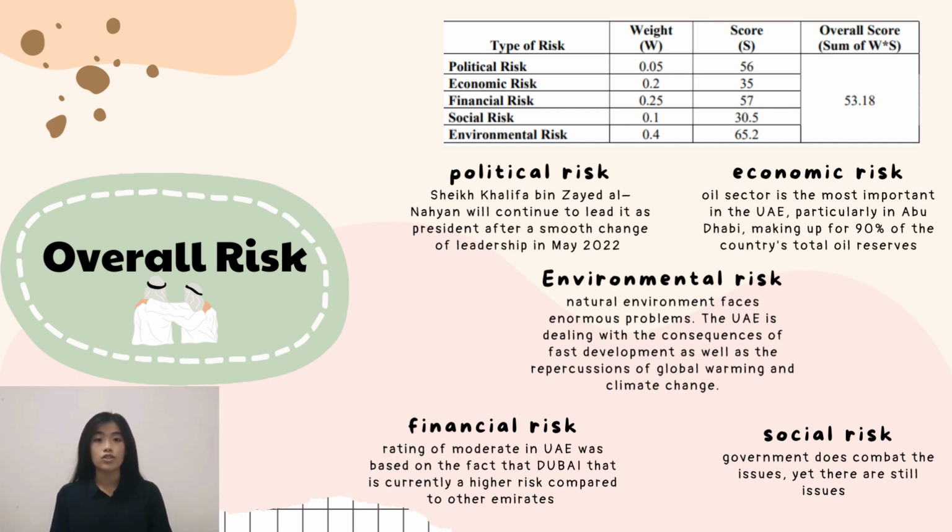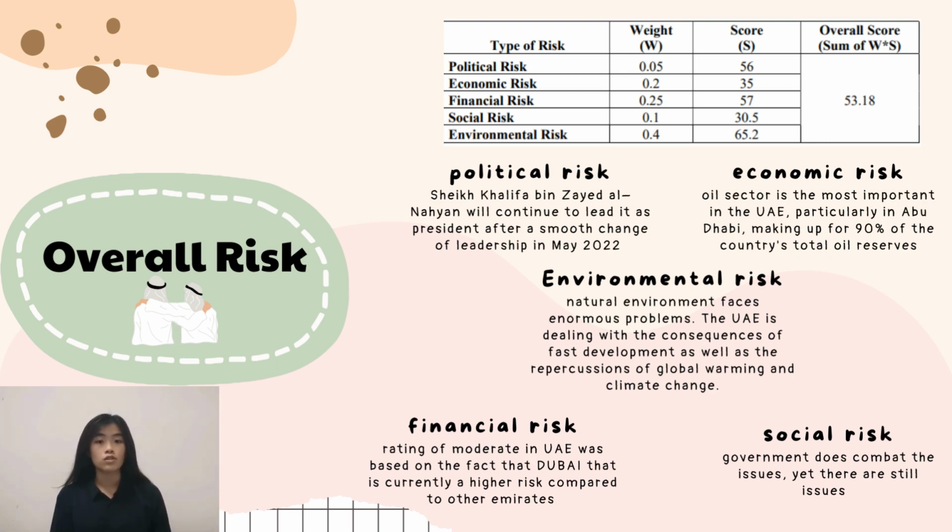Now, the third one, which is financial risk, the weight assigned was 0.25, slightly higher, because according to research, the rating of moderate in UAE was based on the fact that Dubai currently has a higher risk compared to the other Emirates. Yet the government controls keep the danger level reasonable.